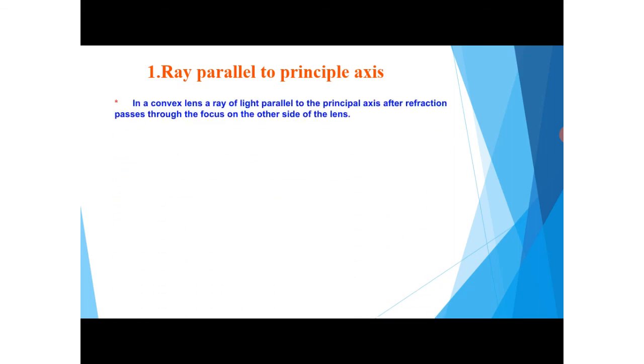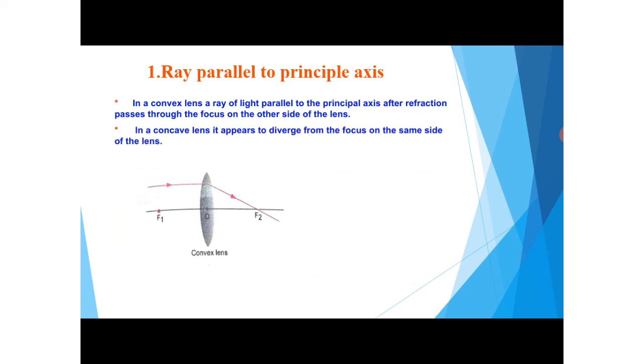So in case of convex lens, the light rays parallel to the principal axis, after being refracted, pass through the focus, that is the second principal focus of the convex lens. And you can see from the figure that the light ray is parallel to the principal axis. After being refracted, it is passing through F2, and F2 is our second principal focus for the convex lens.